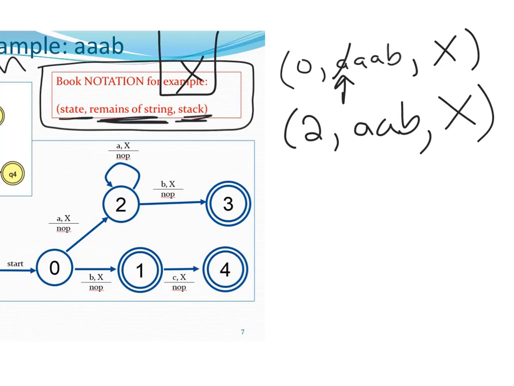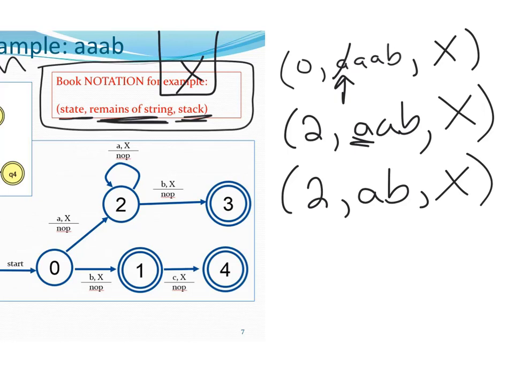Now the next letter I see is an A, and there's an X on my stack. This one says if you have a B, that doesn't help me, but I have an A. If I have an A and an X on my stack, then take this loop and do a no-op. So I stay at state 2, having processed that A. My string is just AB now, and I still have an X on my stack.